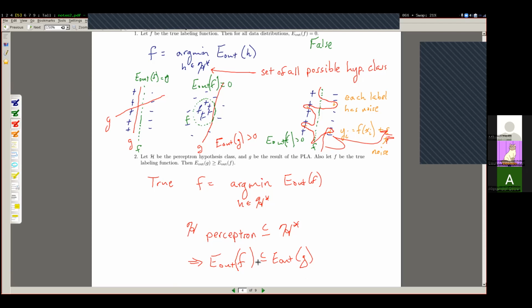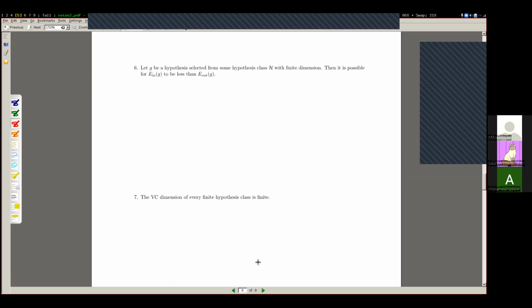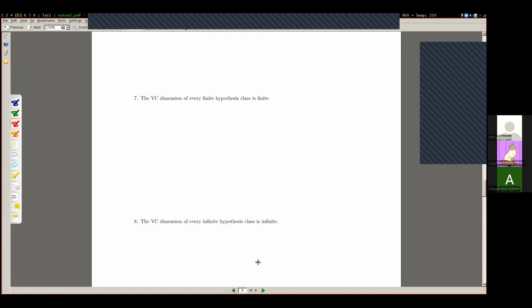Okay, let's do a couple more, but let's skip down a little bit to things a little bit different. Let's go down to number 7. The VC dimension of every finite hypothesis class is finite. Anybody want to venture a guess? True, false, open? We know it can't be open. We haven't talked about any open problems related to this statistical stuff, VC dimension. So it's not open. It's either true or false.